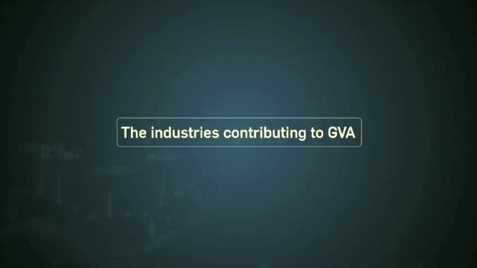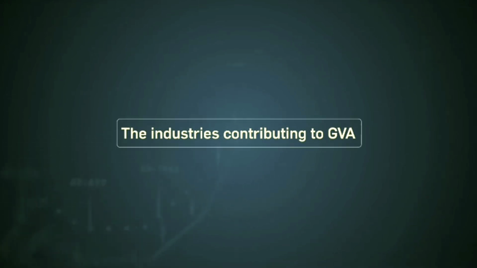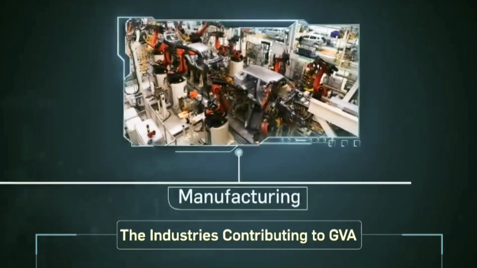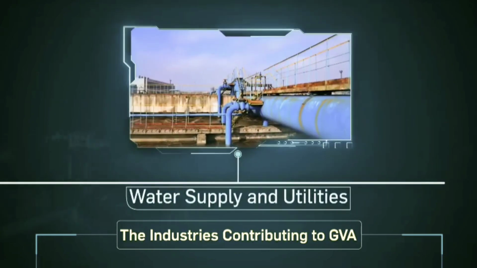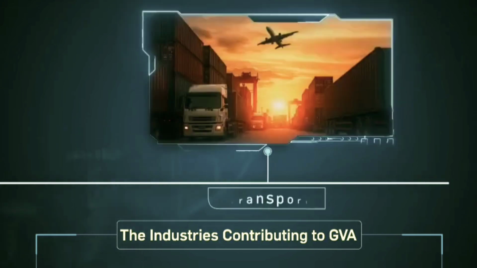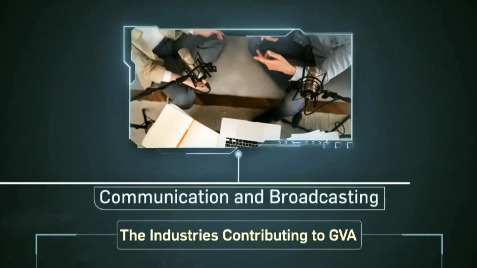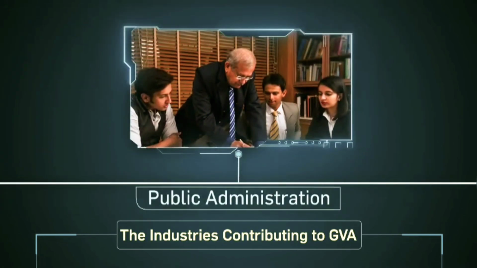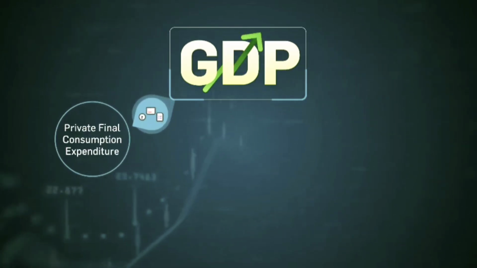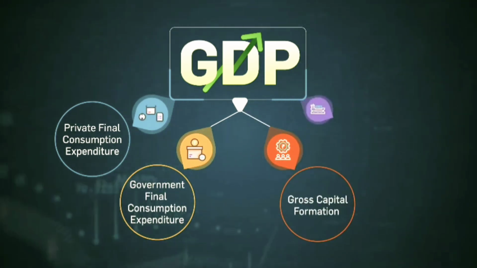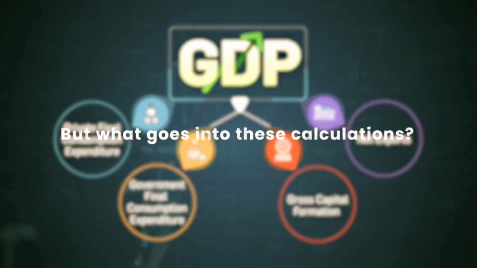On the output side, it captures gross value added, GVA, across key industries: agriculture, forestry and fishing, mining and quarrying, manufacturing, electricity, gas, water supply and utilities, construction, trade, hotels and restaurants, transport, storage, communication and broadcasting, real estate and other professional services, financial services, public administration and other services. On the expenditure side, GDP also reflects private final consumption expenditure, government final consumption expenditure, gross capital formation and net exports.